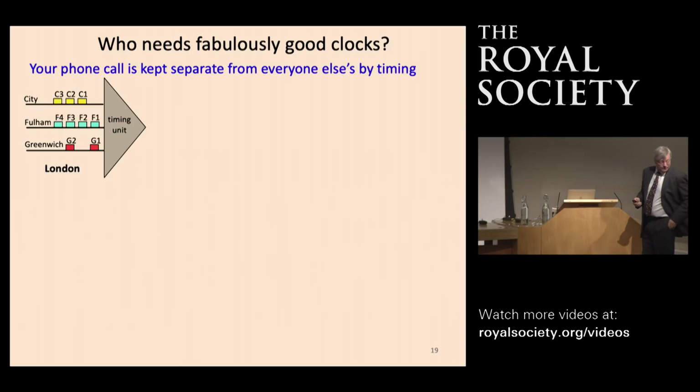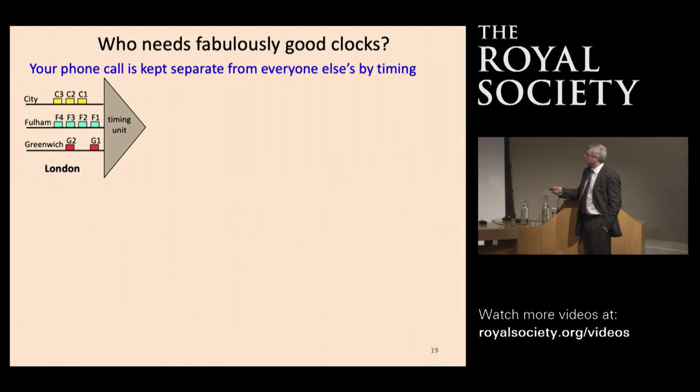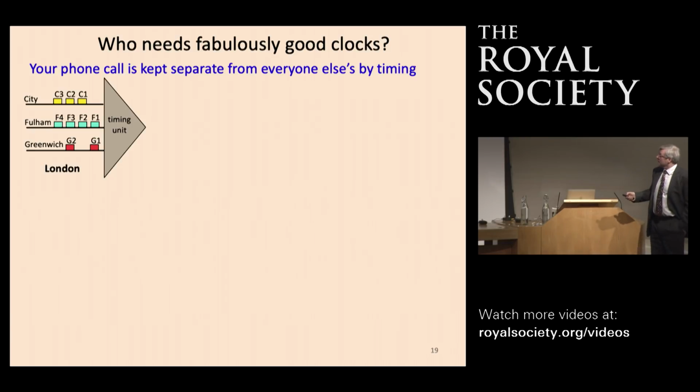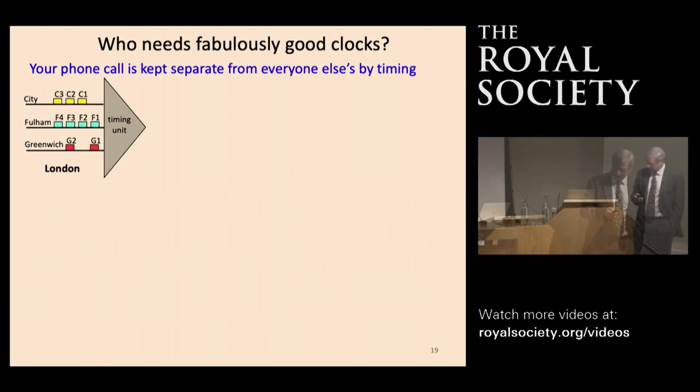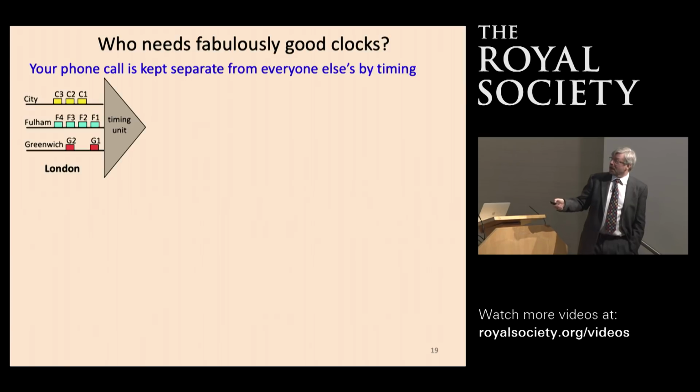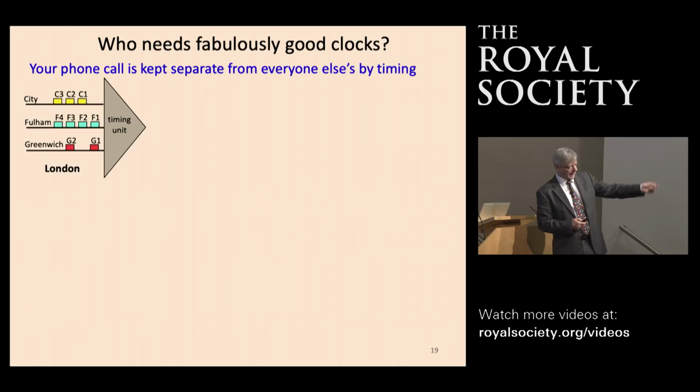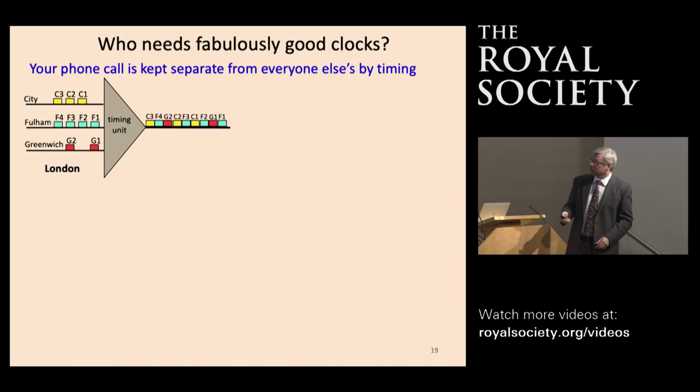For example, your phone call. These people in London all wanting to telephone Glasgow on their phones. You can't all have your own individual link from London to Glasgow. So we have to do something to efficiently pack all these phone calls into a limited number of links. So I have here what's called a timing unit. It's basically a clock. And the clock picks off packets of your phone call and puts them efficiently onto the link that goes to Glasgow.